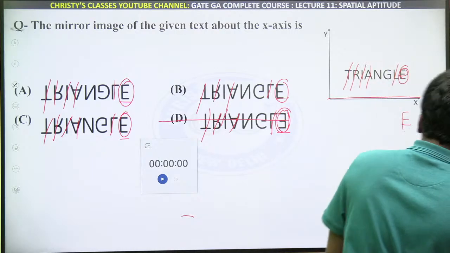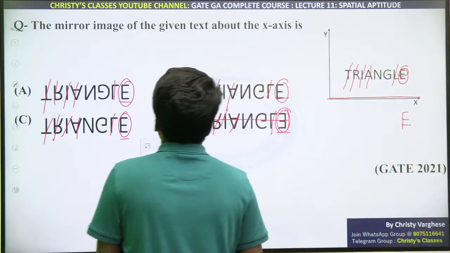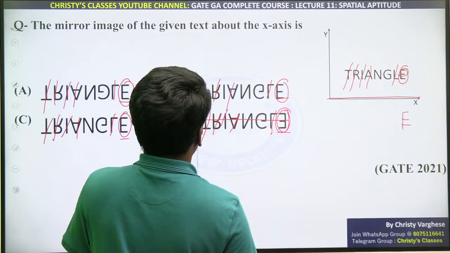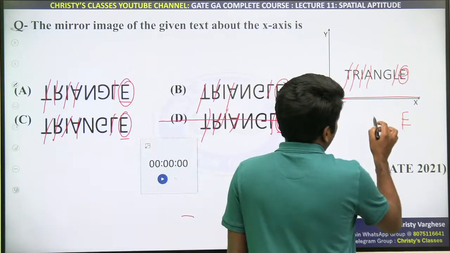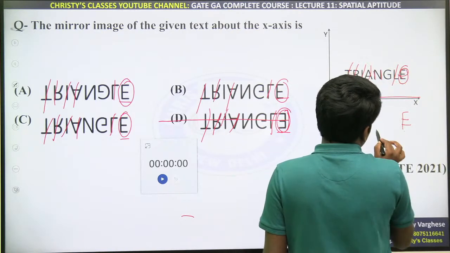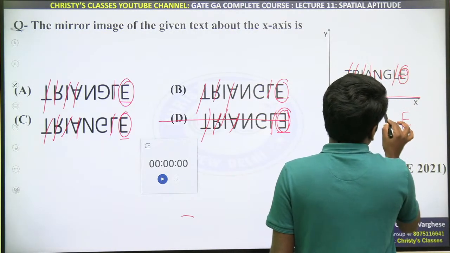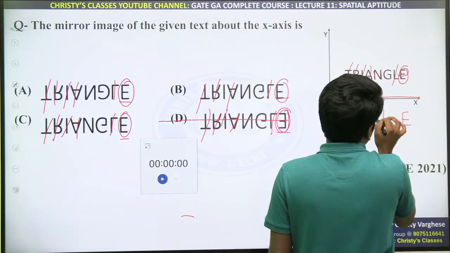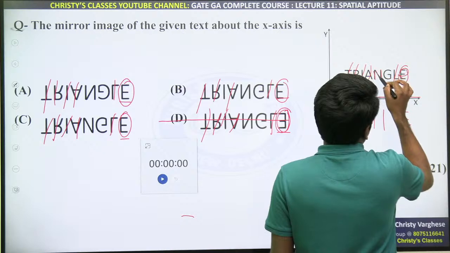If that is clear, let us check. Now N and G are left. Analyze N. N, this line, when it is horizontal mirror, vertical flipping, these lines will not change, but this diagonal will change.